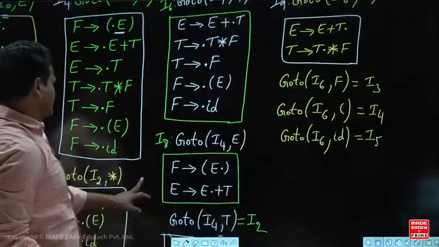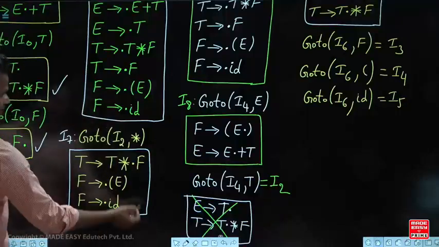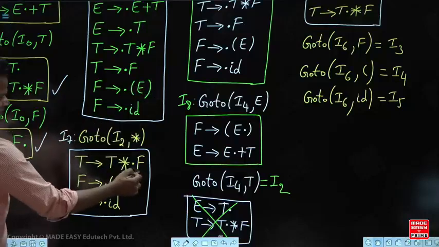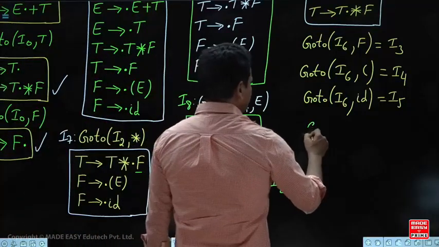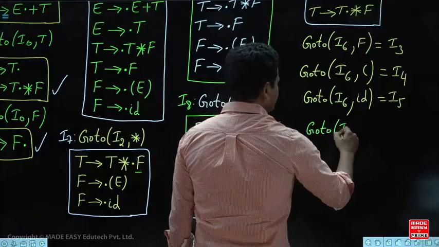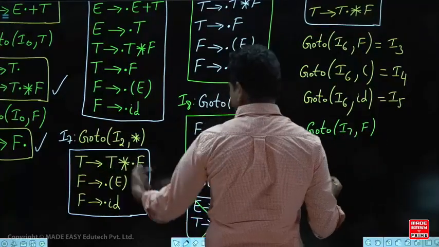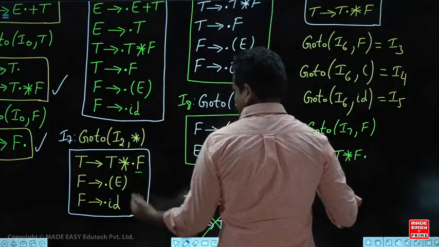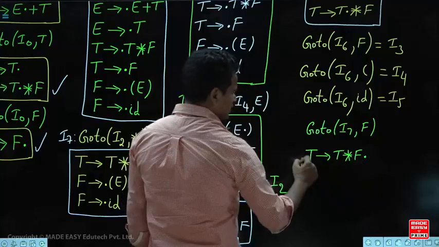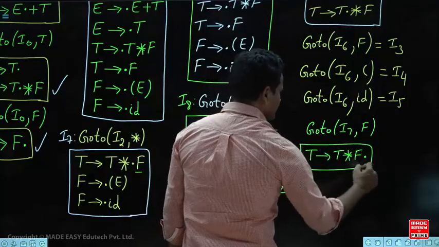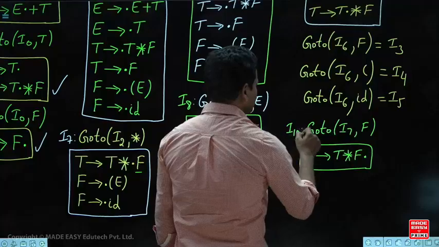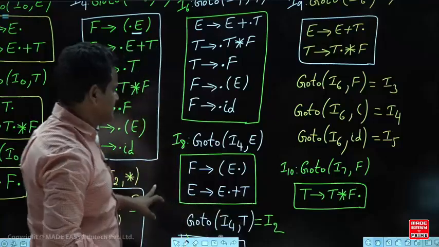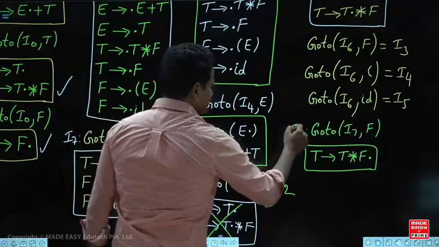Now come to I7. This is I7, I6 after I7. So this is F. For F I am writing go to of I7 comma F. What will you get? You just move the dot. T derives T star F dot. Dot after nothing, then close and name this as I10 because it is nowhere. I9 is already done, and after that I10. So the first one is done.